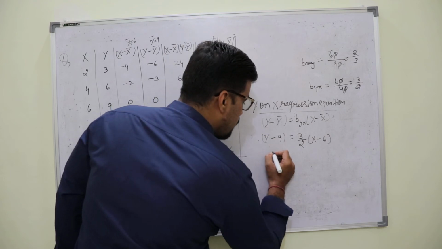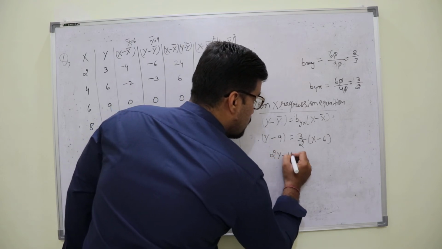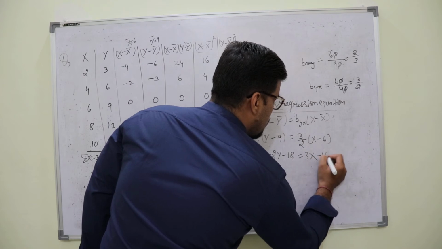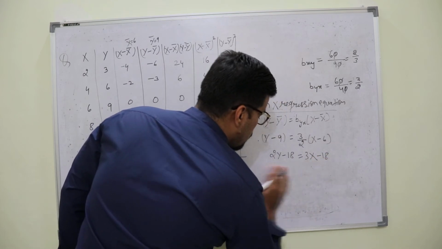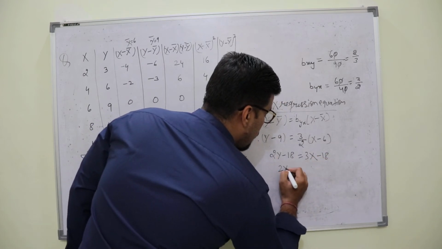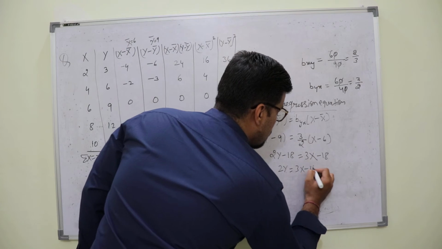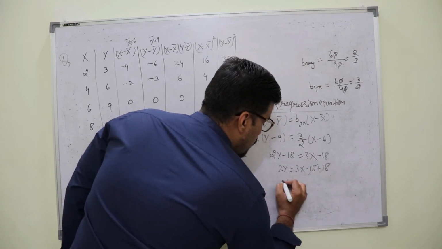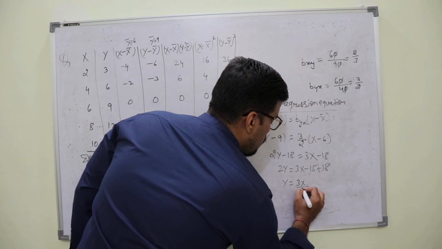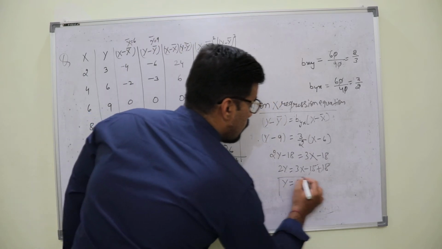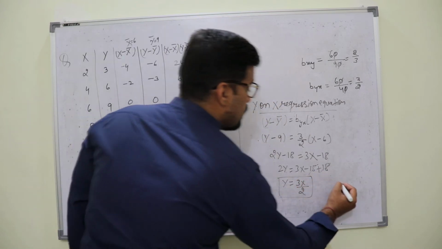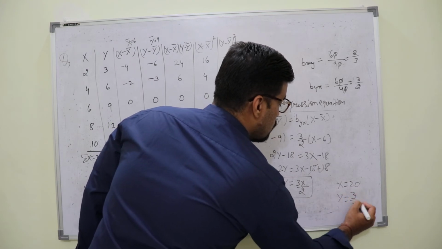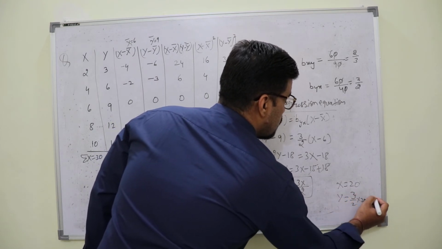So cross multiply, we will get 2y minus 18 is equal to 3x minus 18. Now if we do the transfer, 2y is equal to 3x minus 18 plus 18. 18 से 18 कट गया, so y is equal to 3x upon 2. So this is the y on x equation. So if x is given, suppose x is 20, what will be y? y is equal to 3 by 2 into 20, we will get 30.